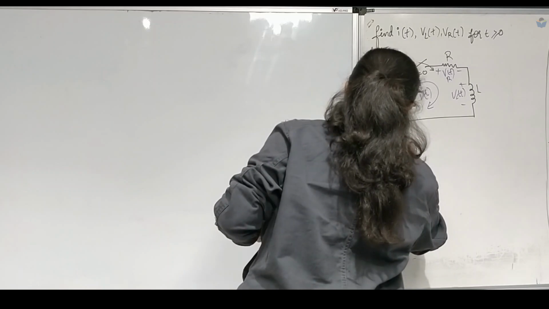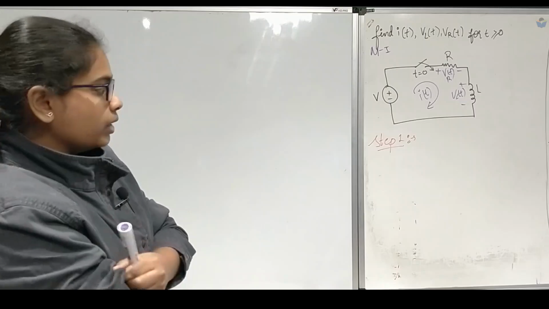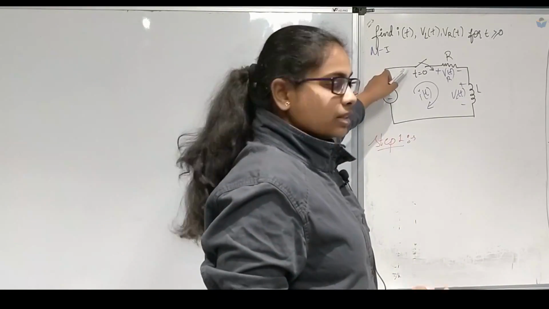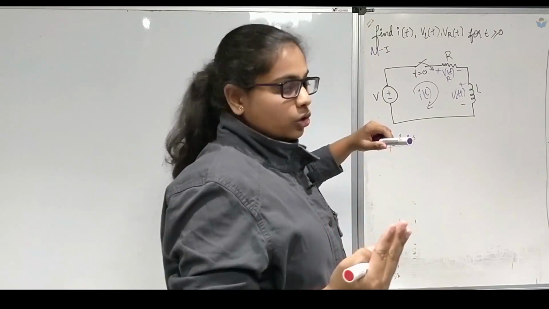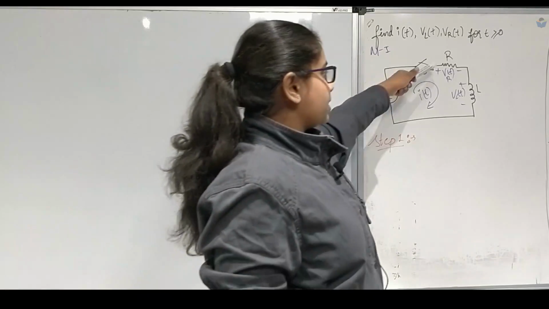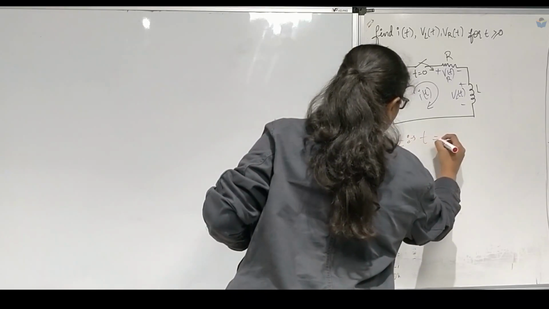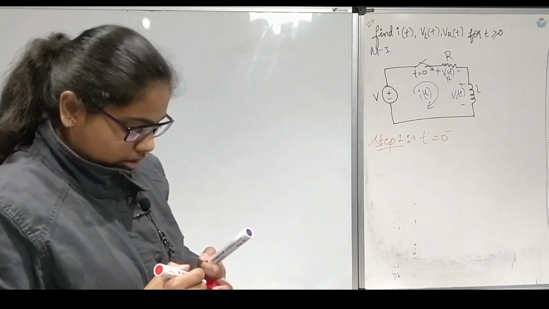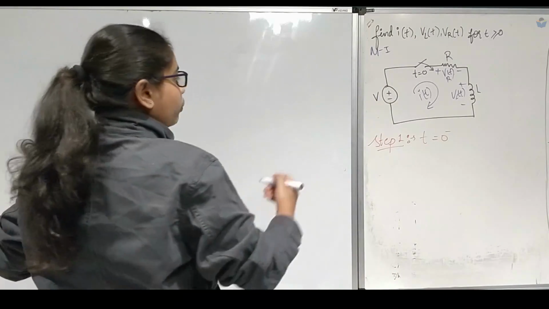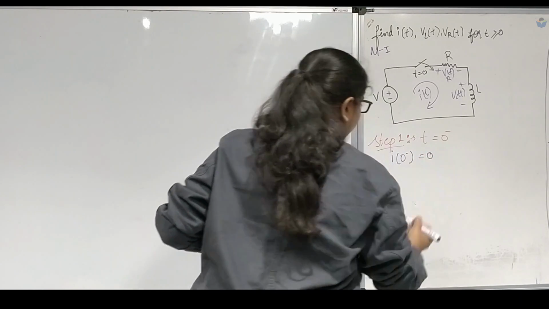We have to always follow these steps so that it will be easy to understand and also easy to solve the problems. So step 1 is to find when t is equal to 0 minus, that time we have to see what is the response of this circuit. Basically this is the RL circuit. Let us take this as t is equal to 0 minus. Initially, just before closing the switch, what will it be? It will be open. So what will be I of 0? I of 0 minus will be equal to 0.